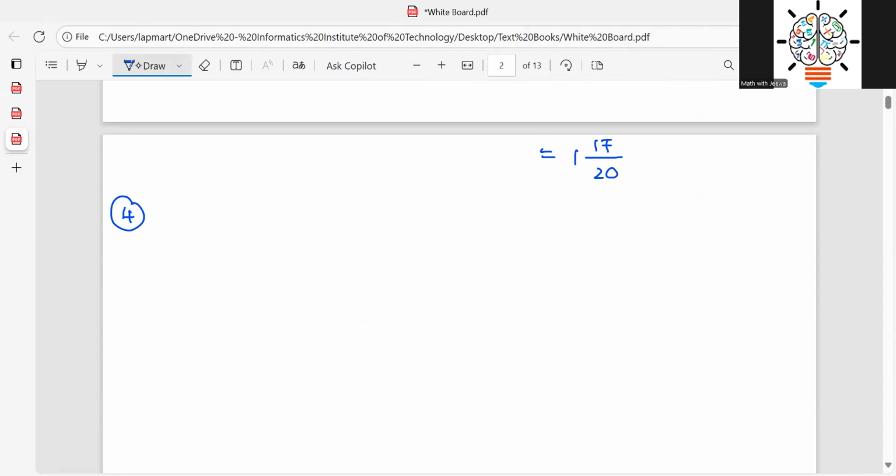Then question number 4. 2 and 1 over 2 multiplied by 7 over 10 and 1 and 1 over 3. So first I convert them into improper fractions. 5 over 2 times 7 over 10 plus 4 over 3.